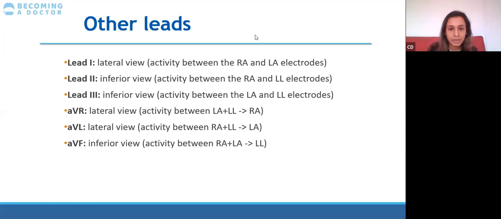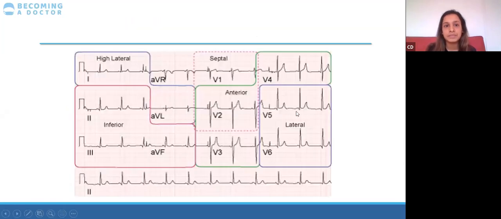Do the ones on the leg go on the medial or lateral malleola? Yeah, they can go on either, it doesn't matter. And then AVR, AVL, AVF, these are the ones where I mentioned sometimes you use 2 or 3 electrodes to calculate the reference, with the exploring still just being 1.